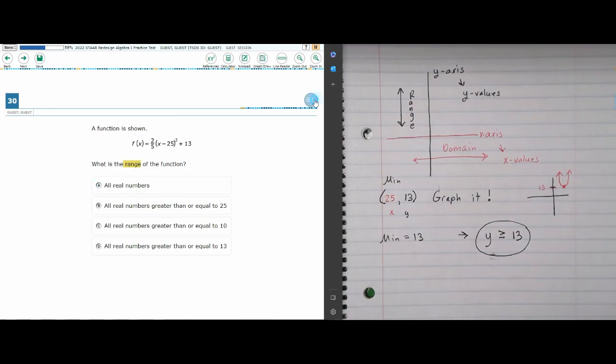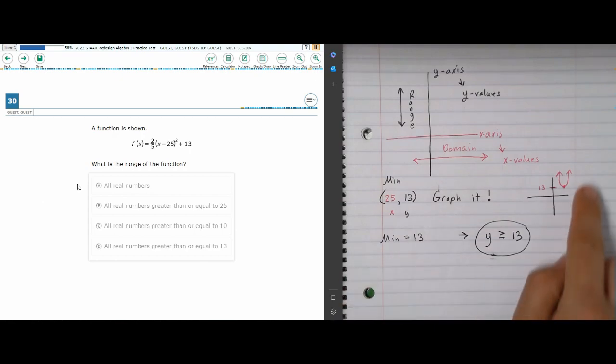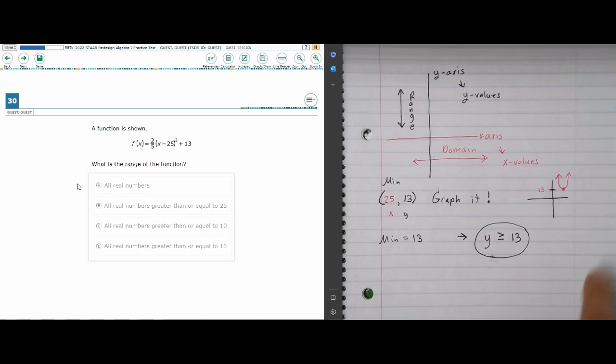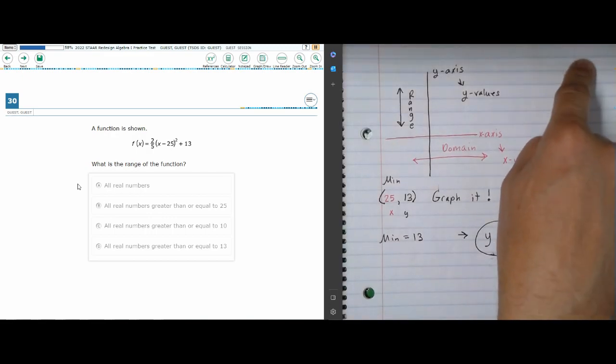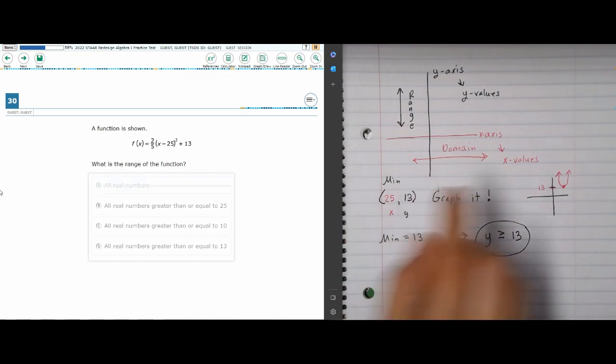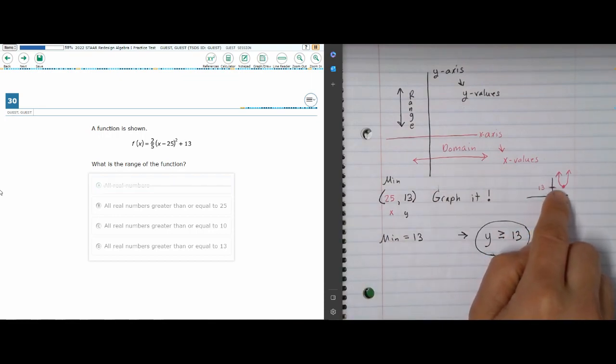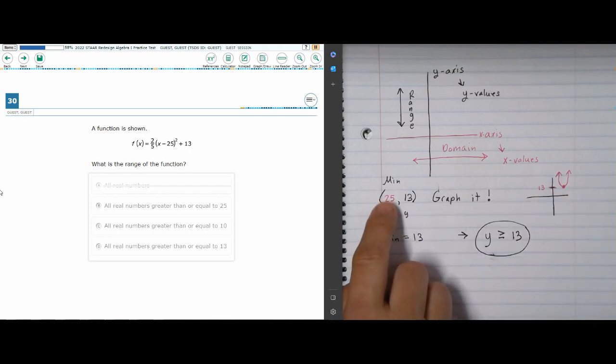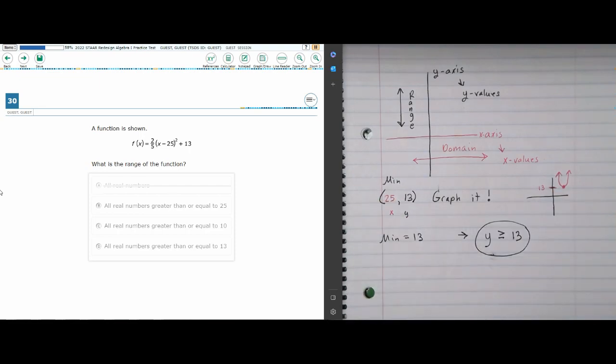So let's look at A. We're going to start striking stuff out. A says all real numbers. Now all real numbers would mean that it goes forever down and it goes forever up. And that is definitely not the case. So we're going to strike that one out. Because remember, it doesn't go any lower than 13 according to the picture in the calculator. That's the lowest it goes. This was our minimum value, or our vertex.